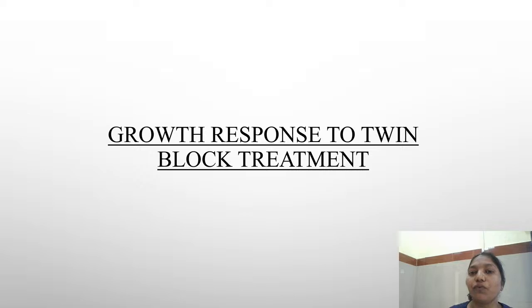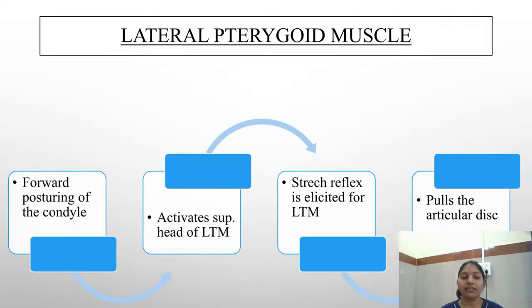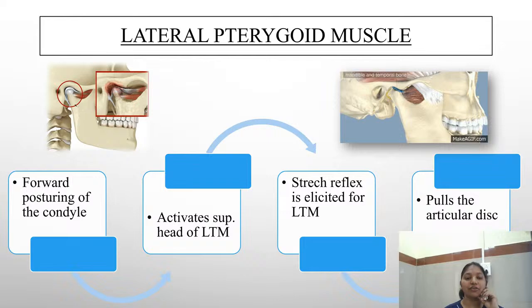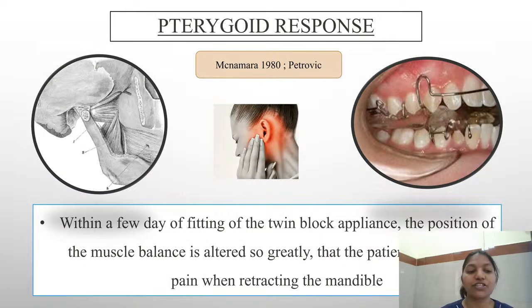Growth response to twin block treatment. Because of the forward position of the condyle, there is activation of the superior head of the lateral pterygoid muscle, which causes elicitation of the stretch reflex in the lateral pterygoid muscle, which pulls the articular disc. Pterygoid response: within a few days of fitting the twin block appliance, the position of the muscle balance is altered so greatly that the patient feels pain when he retracts the mandible. This is called pterygoid response.